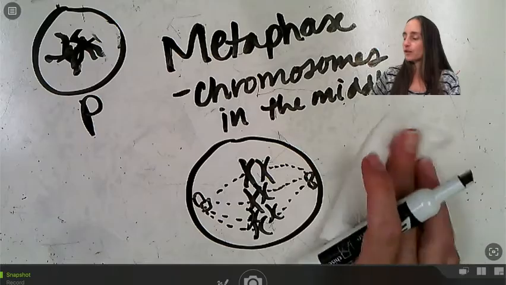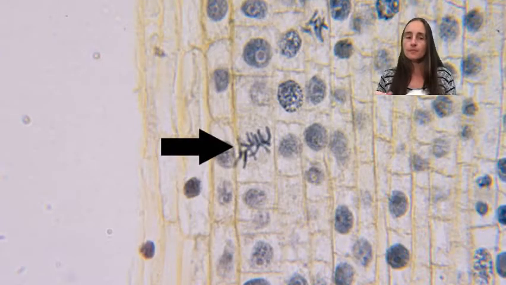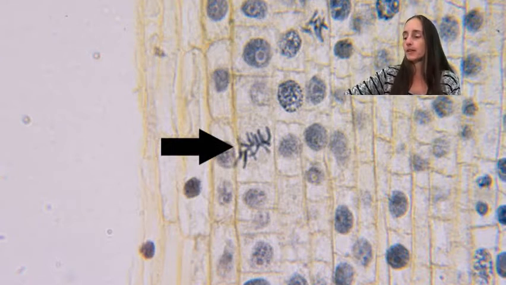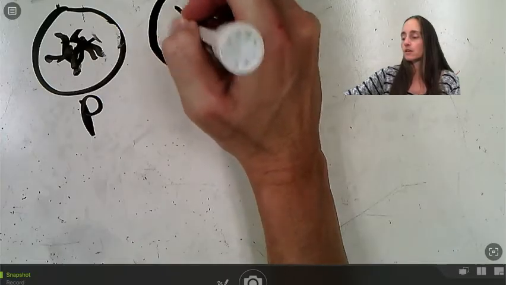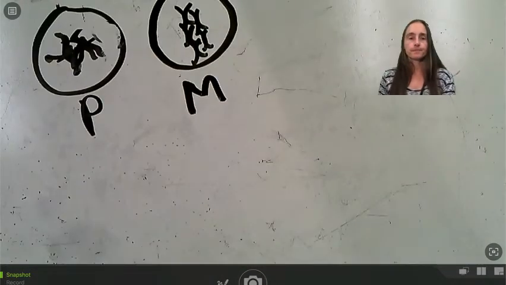Okay. And so this is what a metaphase would look like under a microscope. You can see that there's a nice line right down the middle. And it's pretty easy to tell. The little spidery legs seem to be sticking out. Almost looks like little spider legs or octopus legs. Okay. So then that's metaphase.